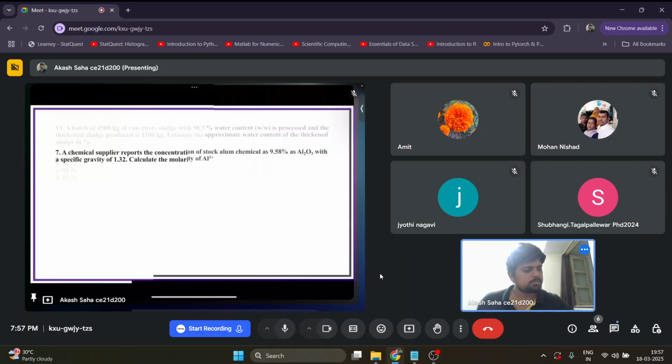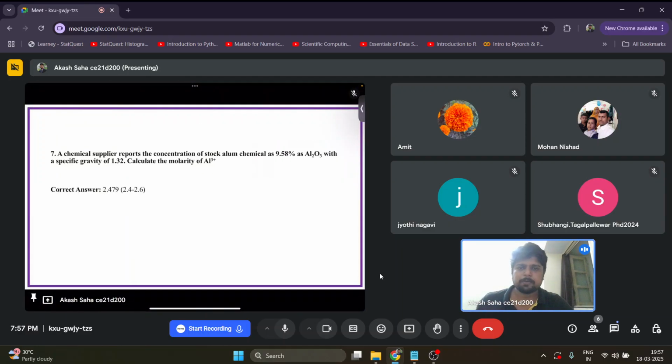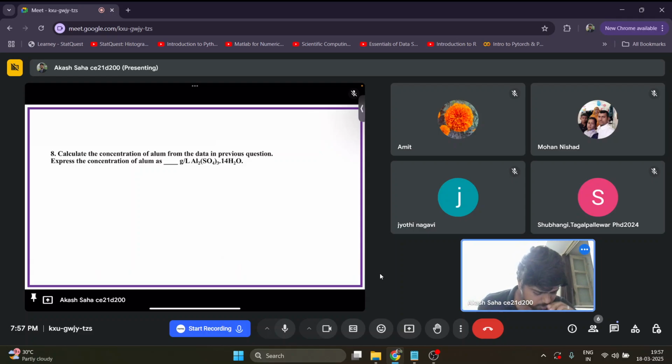Now this problem you have seen. The next problem is based on the previous problem only. It says to calculate the concentration of alum from the data given below. So we have to express the concentration now in terms of alum, and the alum formula is also given. We have found the concentration in terms of Al2O3, so much gram per liter of Al2O3, in the previous problem. Now we have to convert it in terms of alum.